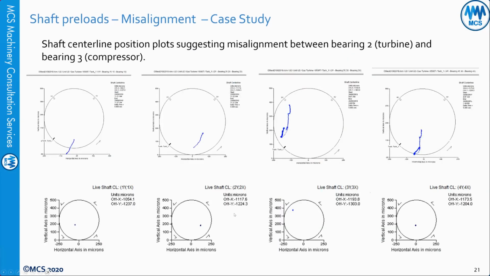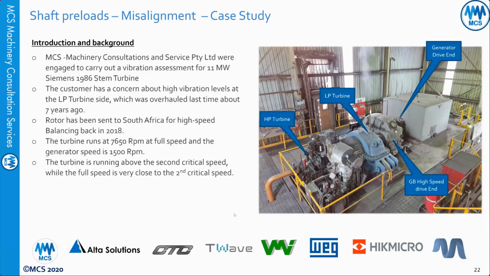This was the first case, and I like this case very much because it goes through all the points to explain what misalignment and preload are and how we can diagnose them. This one is a bit special. This one was for a Siemens steam turbine. This is the HP, the LP, the gearbox, high-speed drive end, and generator. This is an old steam turbine.